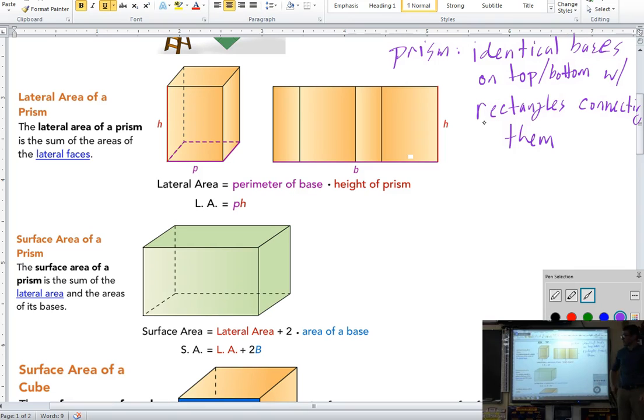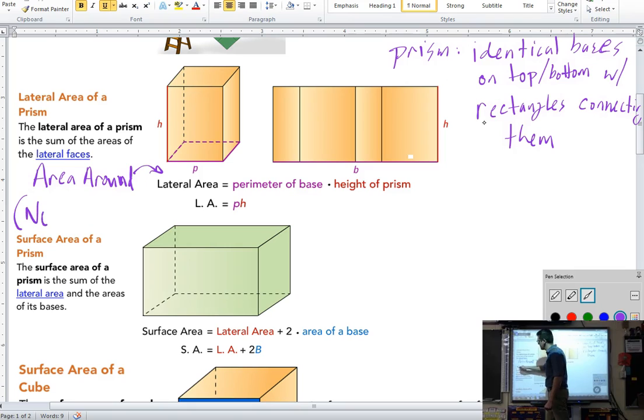So then we get our formula to calculate the lateral area. What does lateral mean? Well, lateral means around. So, if you would like to identify, I would if I was you. The lateral area is the area around. Another way to think about this is not including the bases.